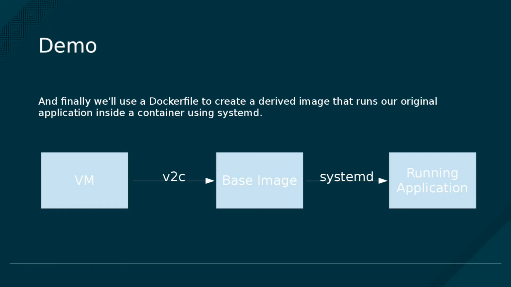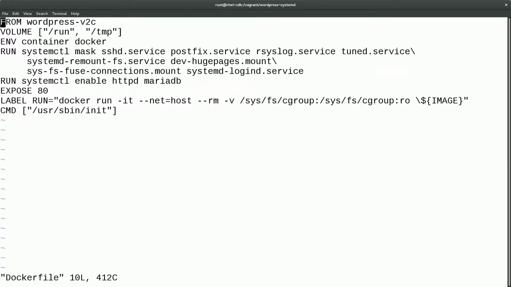And finally, we'll use a Dockerfile to create a derived image that runs our original application inside a container using systemd. Our converted base image requires a few small changes to allow systemd to run. We'll make these by building a derived image using the Dockerfile you see here.